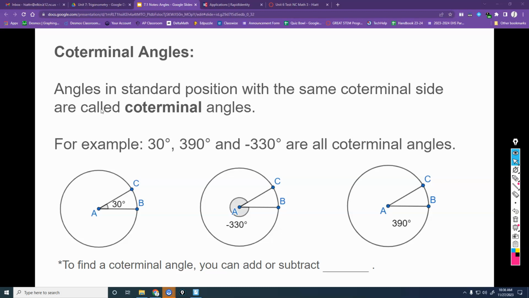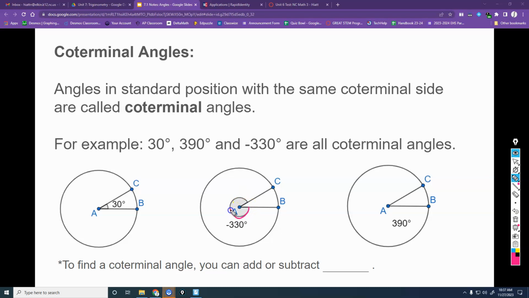So, some examples right here. For example, 30, if I graph this angle right here, that's 30 degrees, right? It's in standard position, 30-degree angle, okay? It is going to be the exact same, I just copied and pasted this circle right here, exact same as negative 330.